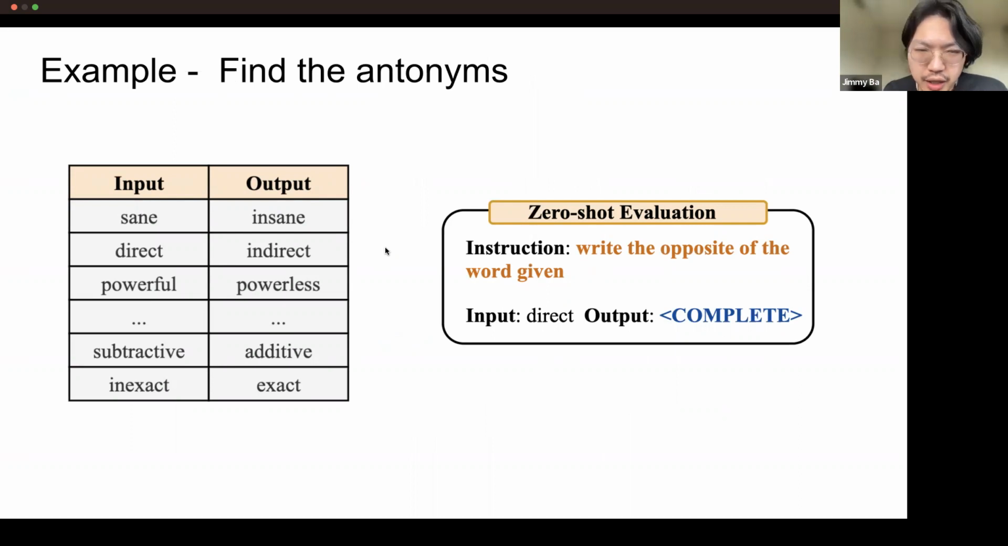Let's start with a very simple task of finding the antonyms, right? That's the word that has the opposite meaning, essentially. And so the input data set is very simple, right? So the input is just one single word, and the output of the model, you ask the model, hey, is like the flip of the word. And normally how you use the foundation model to solve this task is that, hey, the instruction is write the opposite meanings of the word given in the input, right? And for example, in this case, direct, then the output, the model should output indirect.